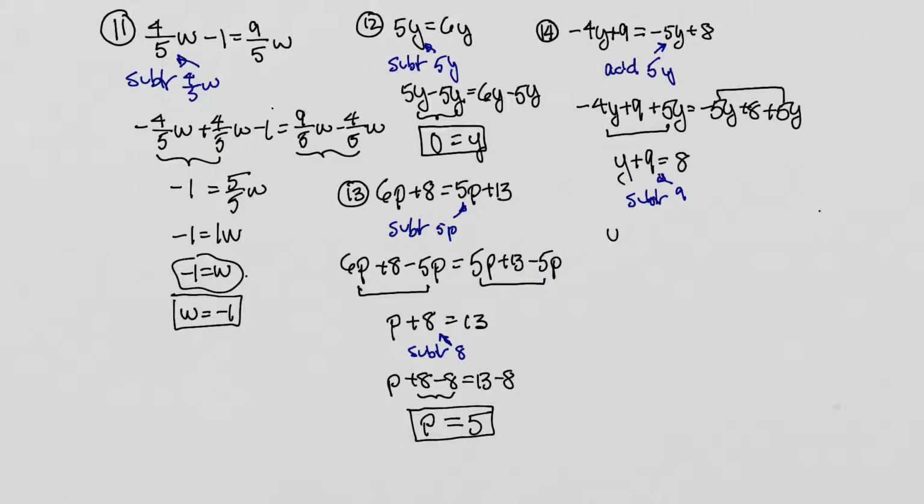Here's what it'll look like. I get y plus 9, now subtract the 9, equals 8 minus 9. That's 0, so we're left with y equals 8 minus 9, negative 1. We got that equation solved.